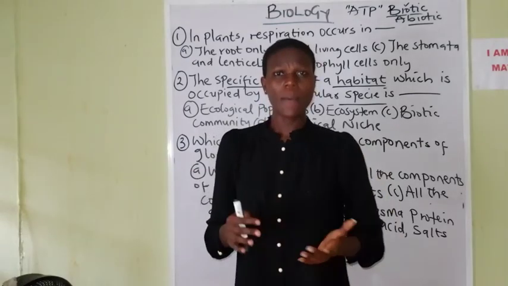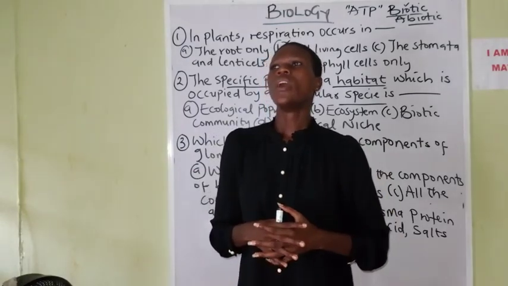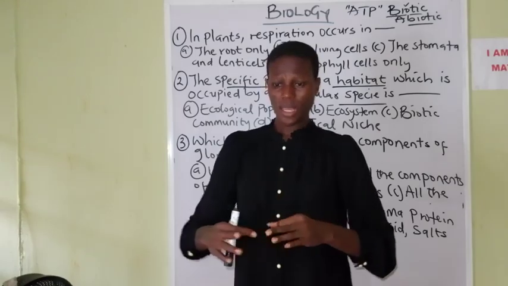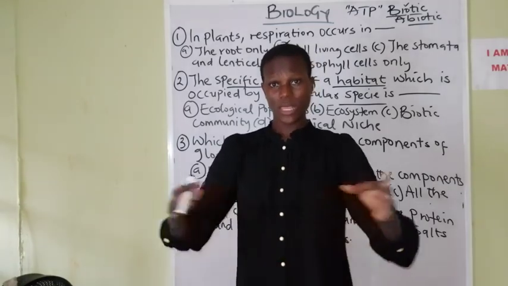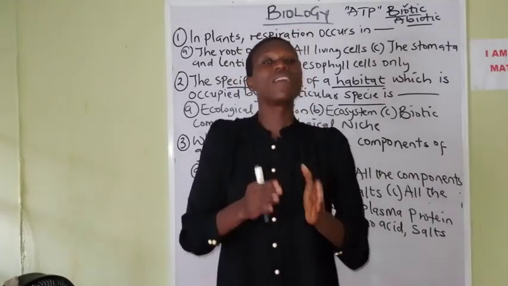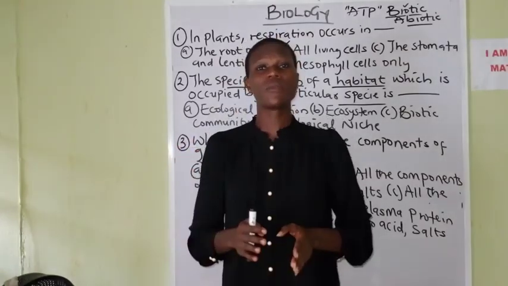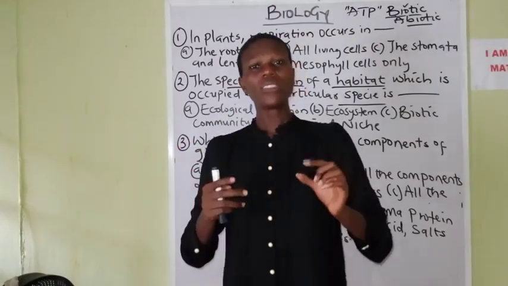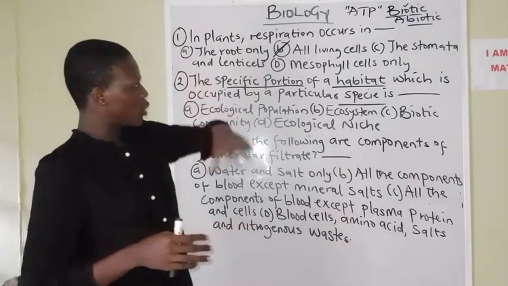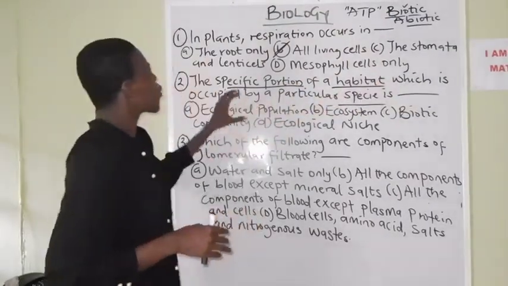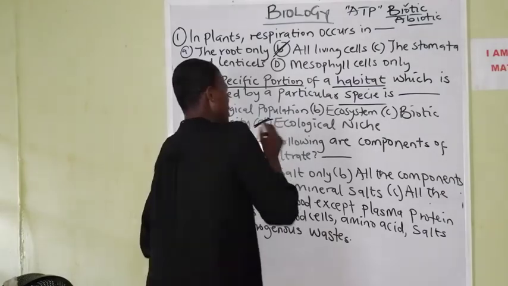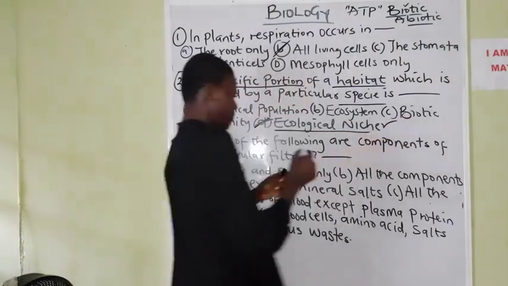For instance, let me say we have cockroach, we have rats, and we have earthworm in a particular habitat. Let me just assume they are just within a particular habitat. Now each of them have their role. Let me just assume they have their functional role, what they do in that particular environment. So that's what it means there, the ecological niche. Okay, so it says the specific portion of a habitat which is occupied by a particular species is what? The answer is ecological niche. Okay, so this is the answer.